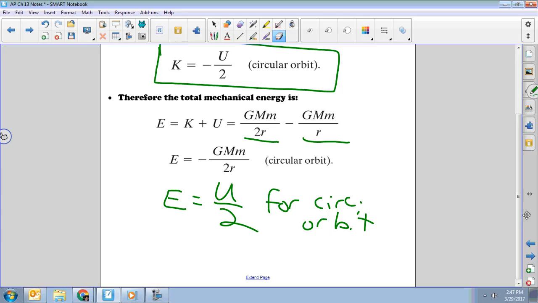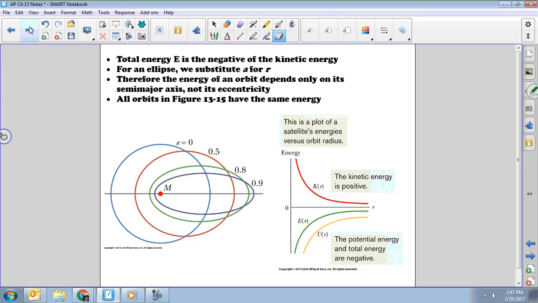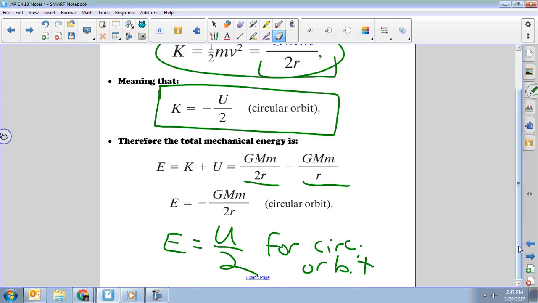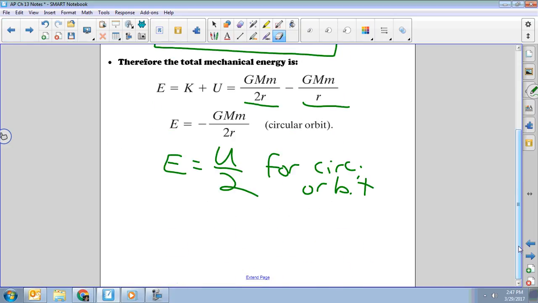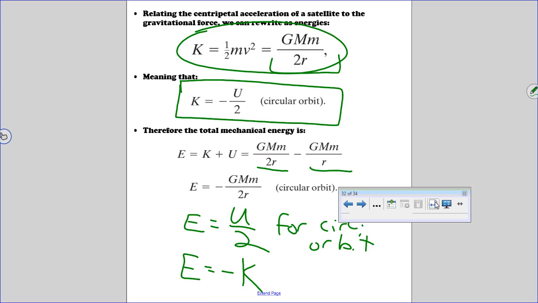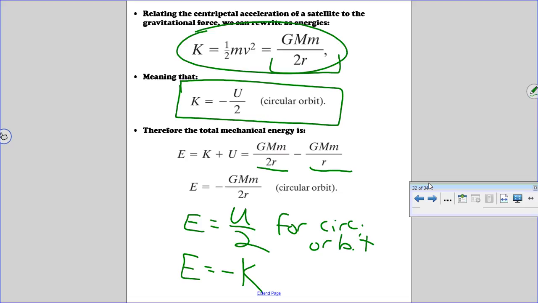All right. So basically, this just summarizes what we just did. Oh, I guess I didn't point something out here. Also worth noting, this is the opposite of the kinetic energy, right? Kinetic energy was negative U over 2. Total energy is positive U over 2. So total energy is just negative K, right? If you know either your kinetic energy or your potential energy, you can find your total energy.